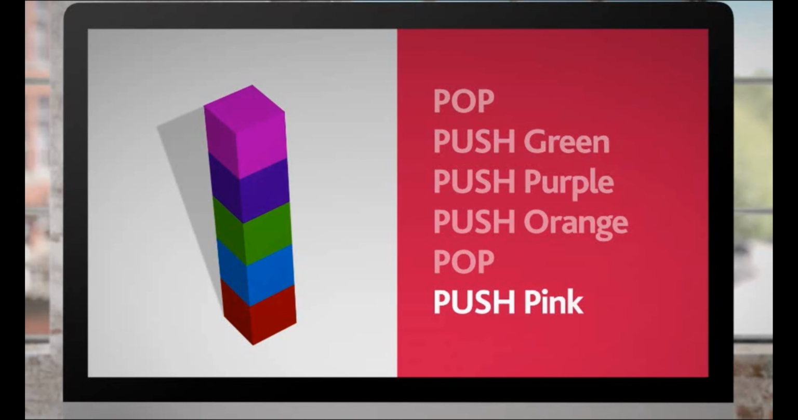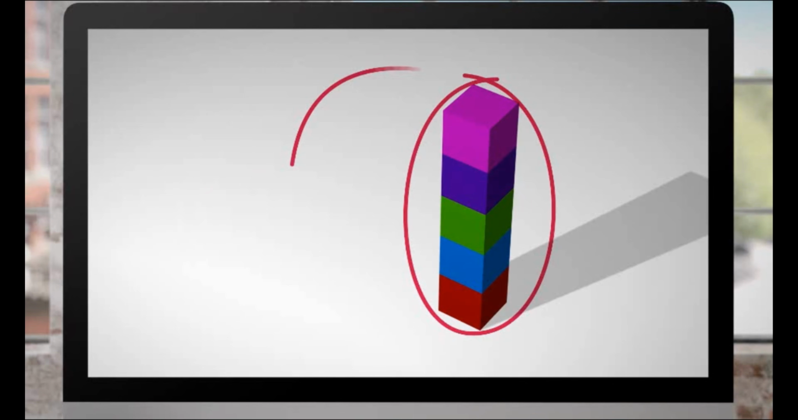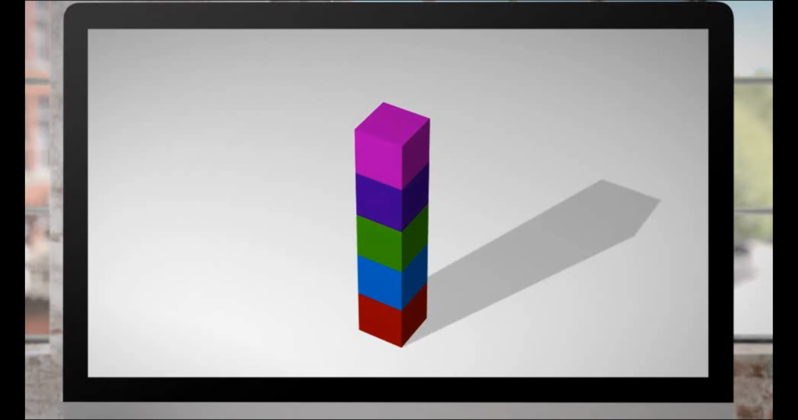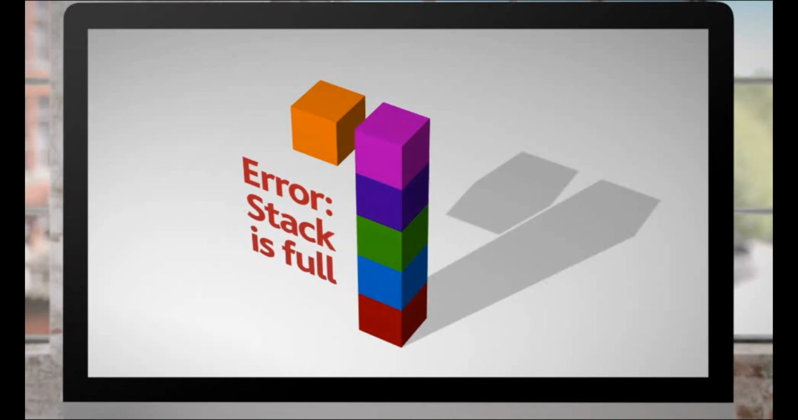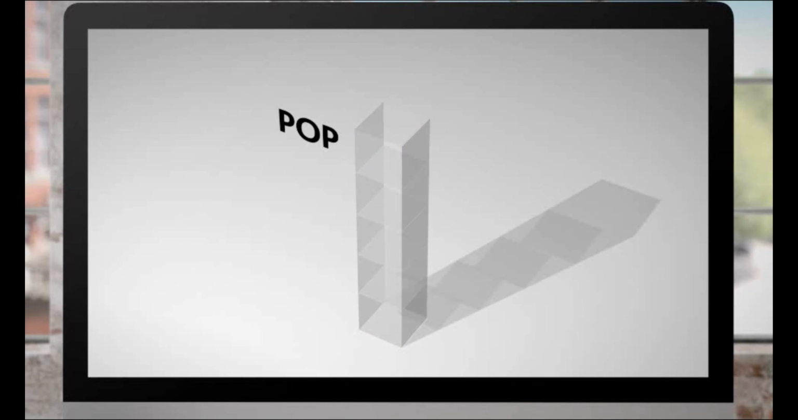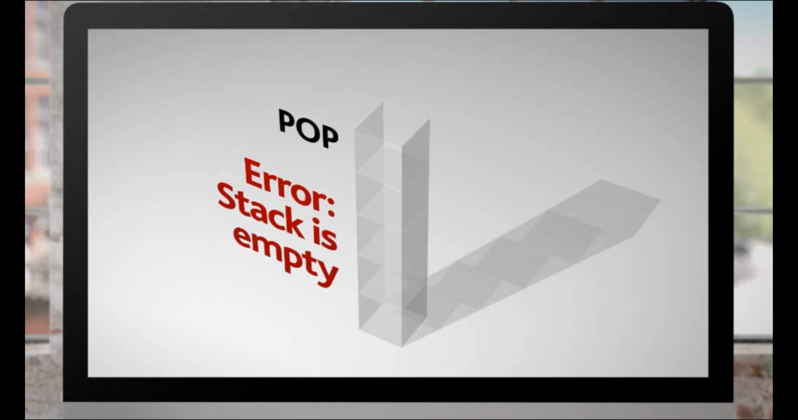The size of a stack needs to be defined. This means that the maximum number of data elements in the lists needs to be defined. For example, the stack size of this stack is 5. If there are 5 data elements in the stack and the system tries to add another data element, a message is sent to report that the stack is full and the additional data cannot be added. If all the stack elements are popped from the stack and the system tries to remove another data element, a message is sent to report that the stack is empty and that there is no data to be removed.